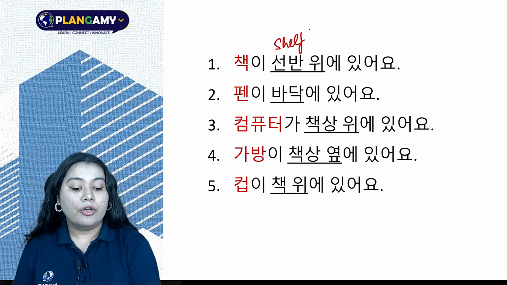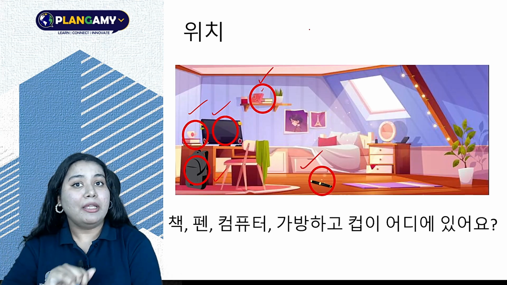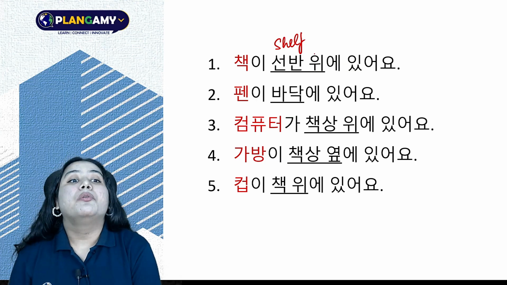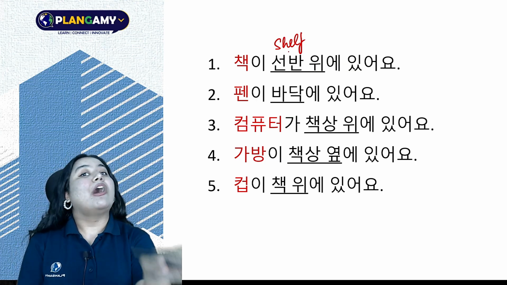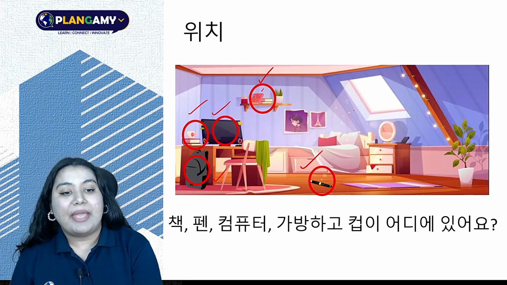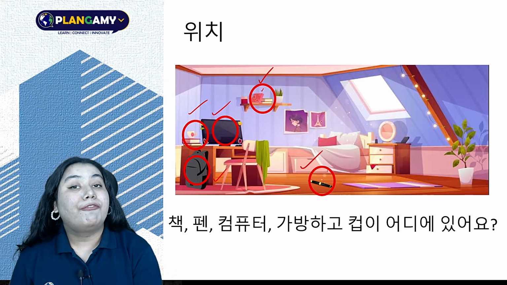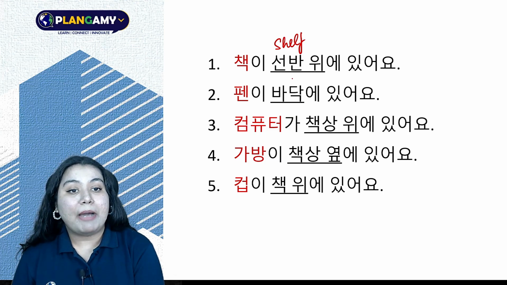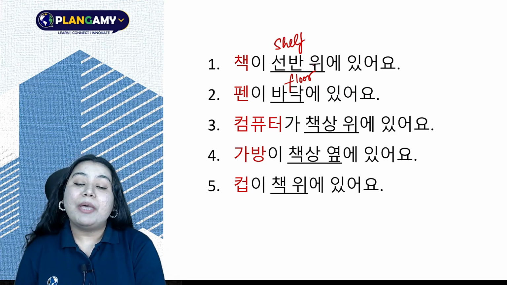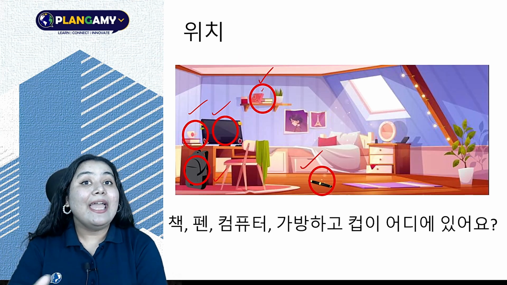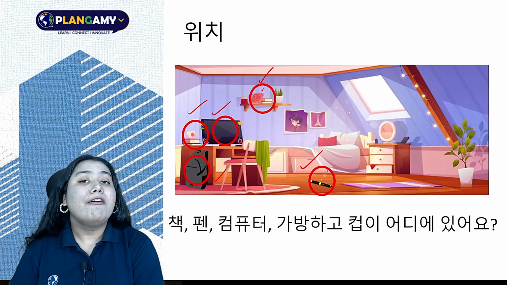선반. So 책 is on top of the 선반. So I can say 책이 선반 위에 있어요. It's on the 선반. Let's move on to the next thing. Pen. It's on the floor. So what do we call a floor? Floor is 바닥. Again a new word. So pen is on the 바닥. 펜이 바닥에 있어요. It's on the floor.